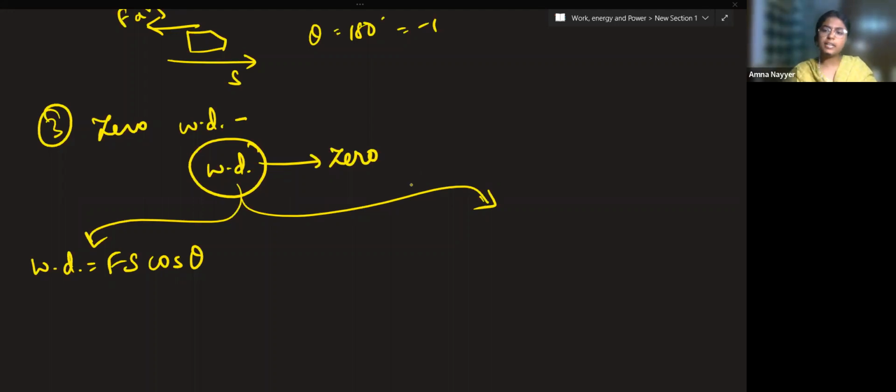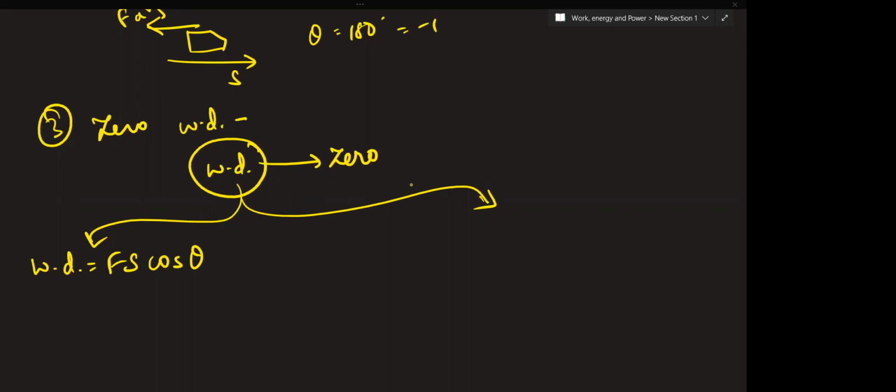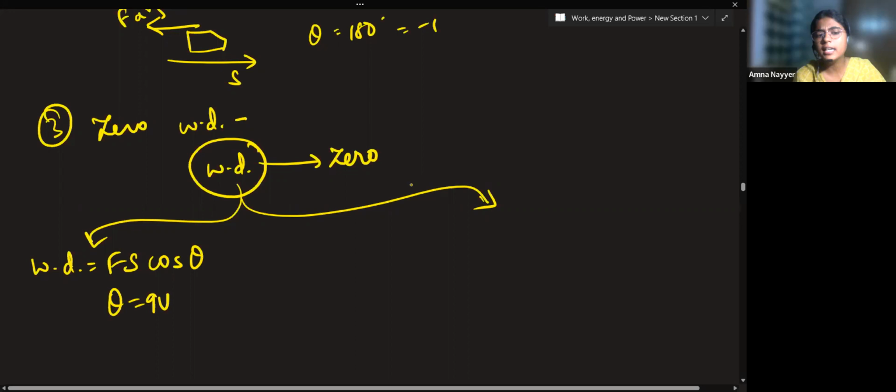Did you understand? Abdullah and Tarif. Cos 90 degree is 0. Agreed or not? Yes, miss. Cos 90 is 0. So if your theta is somehow 90 degree, let's say force is acting upwards and displacement is occurring in this direction, the angle will be 90 degree. For that case, you have work done as 0.